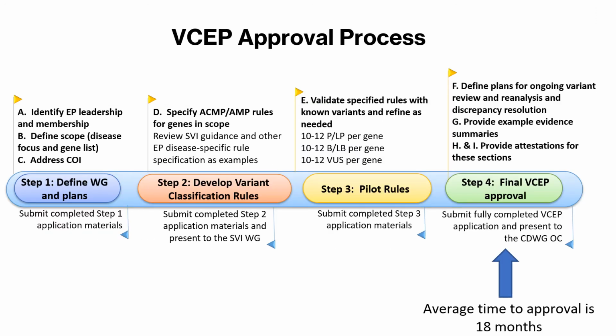After Step 4 is complete, the entire VCEP application is ready to be sent to the CDWG Oversight Committee for final review and approval. VCEP leaders present a brief summary of their Step 4 plans on a CDWG Oversight Committee call, and then, upon approval, the fully fledged ClinGen Variant Curation Expert Panel finalizes their first set of 3-star, expertly curated, FDA-recognized variants for upload to the ClinGen Evidence Repository and ClinVar within 30 days.